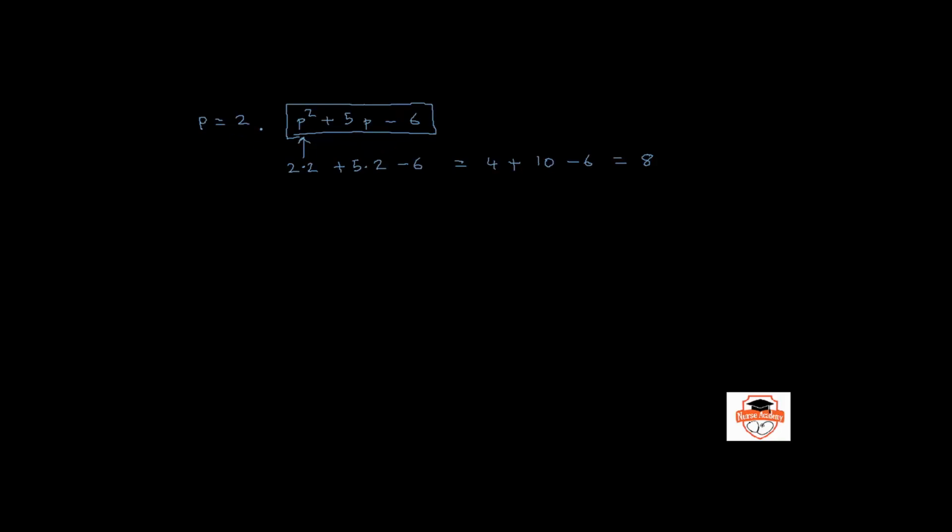Obviously you don't know what p is. We can assume several values. Reason why it's called a variable or an unknown.